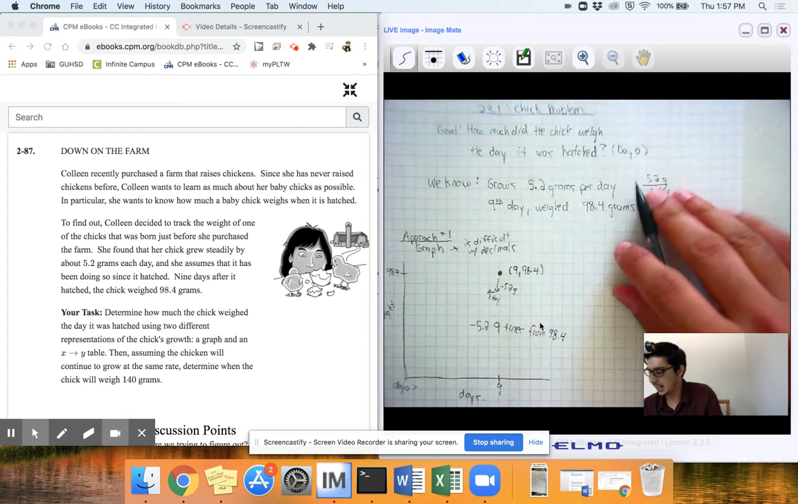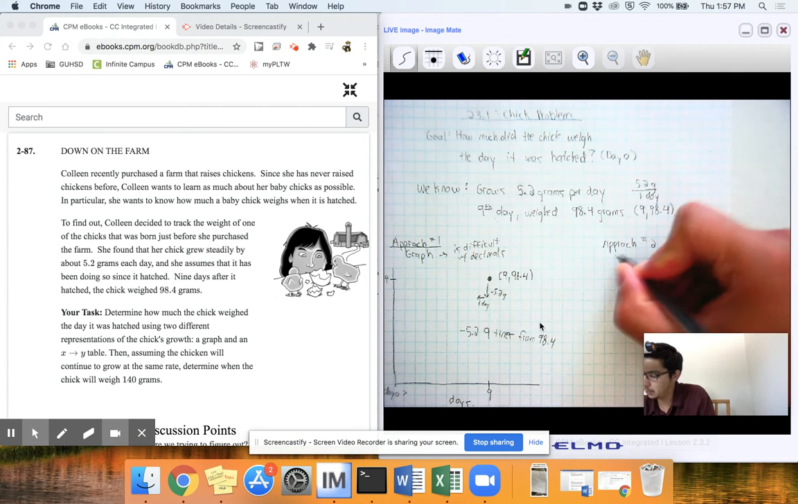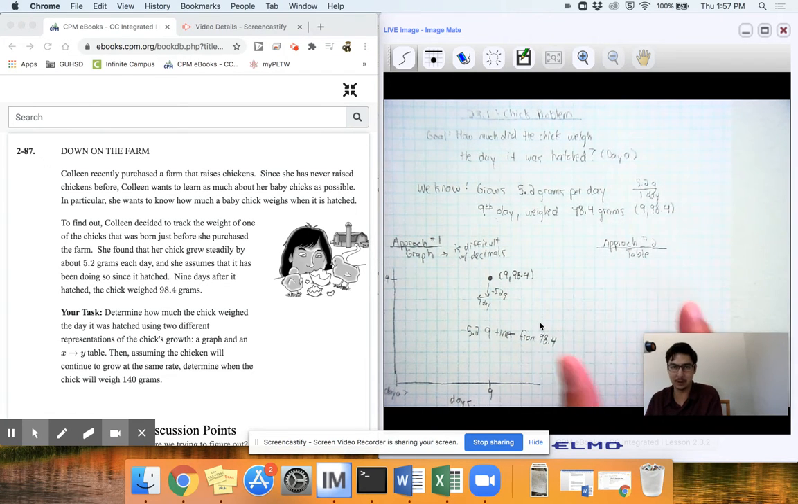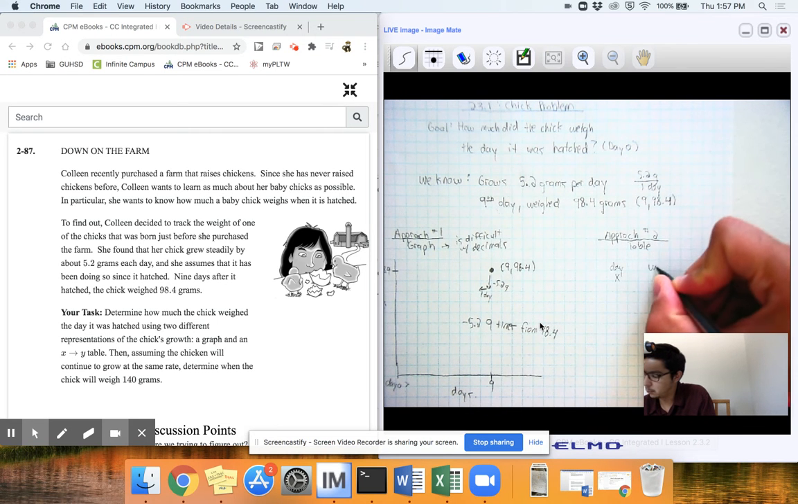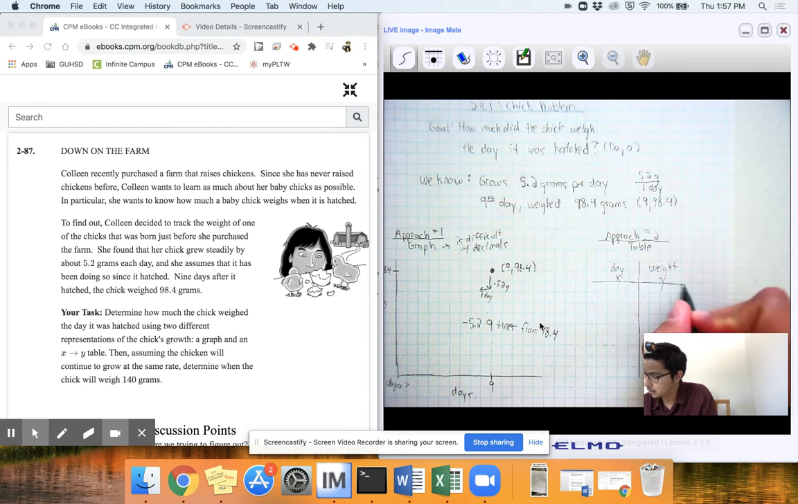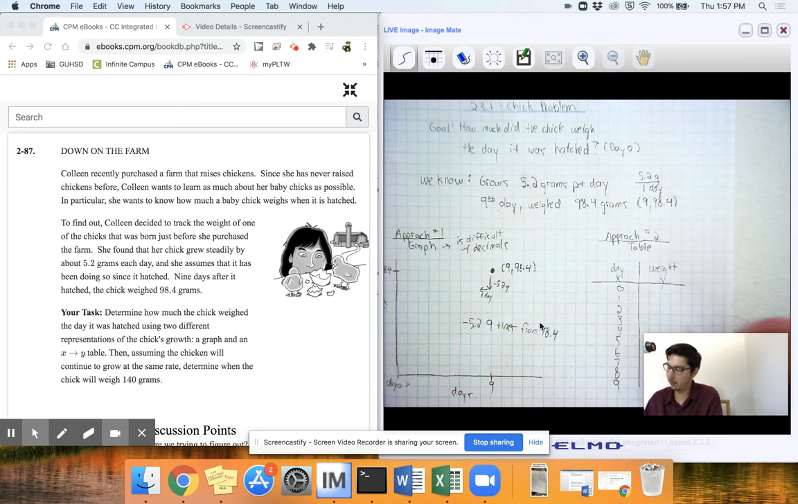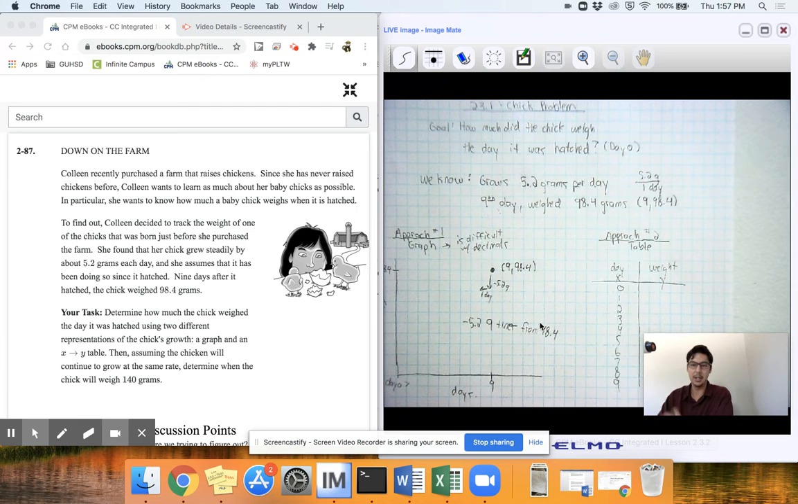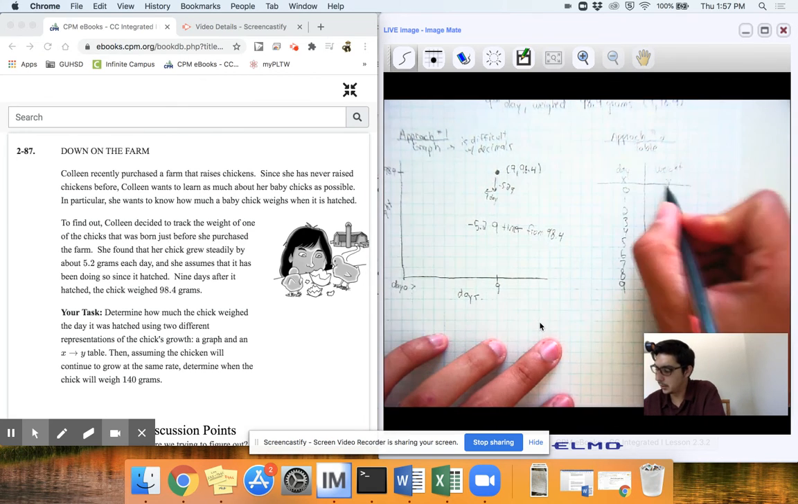The second approach you could have done is with a table. A table is nice, and I actually like this method quite a lot. I'm going to make my table vertically this time, up and down. Let's call it day, which is our x, and weight, which is our y. Make a long table here, and we'll say 0, 1, 2, 3, 4, 5, 6, 7, 8, 9. What we know is that on the 9th day, it was 98.4 grams. Sorry, my face is in the way. And if you wanted to find the weight on day 0, this is what you want.